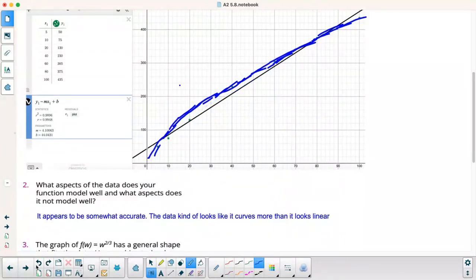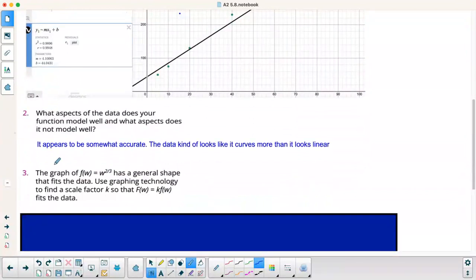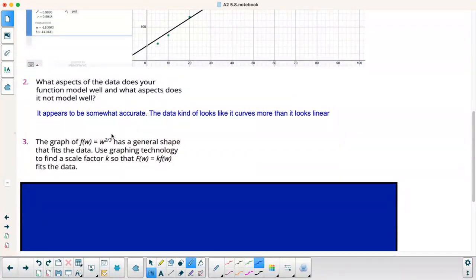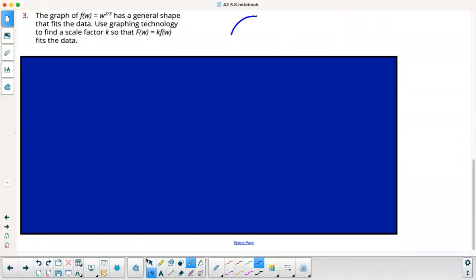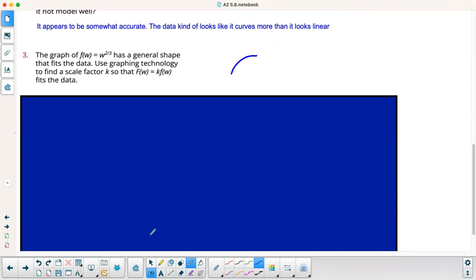Okay, so I'm going to erase all that. So here's one that looks a little bit more curved. If I graph this function, it's going to be a function that has that kind of curve shape to it. But it doesn't really fit the graph very well, so we're going to have to play around with the graphing technology.